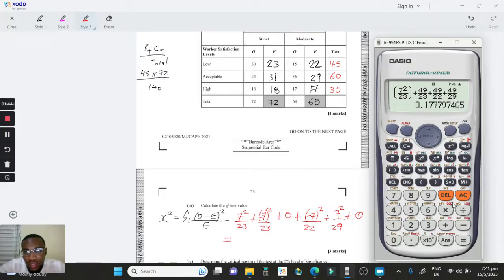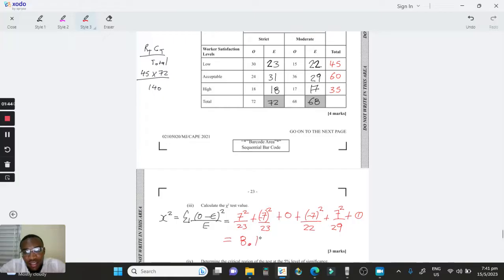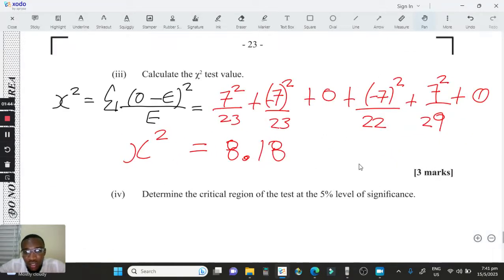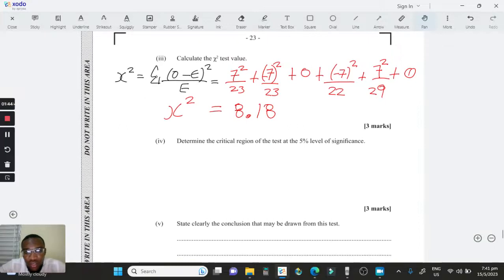Waste of time to put that in the calculator. So now it's 8.18. This is our test statistic of chi-square. Now that we get our chi-square, it says determine now the critical region.